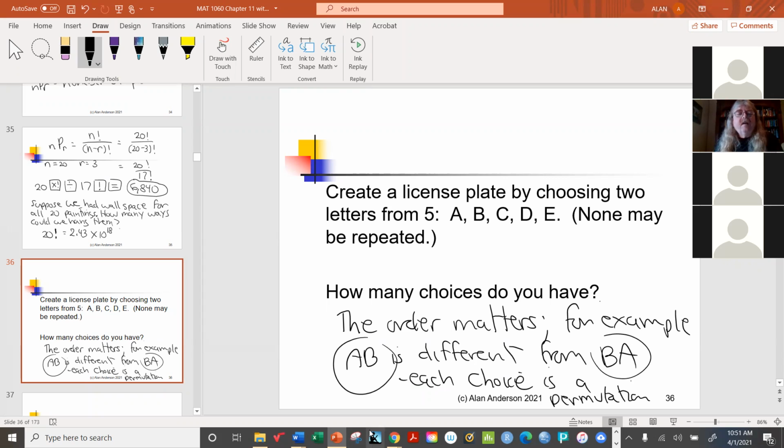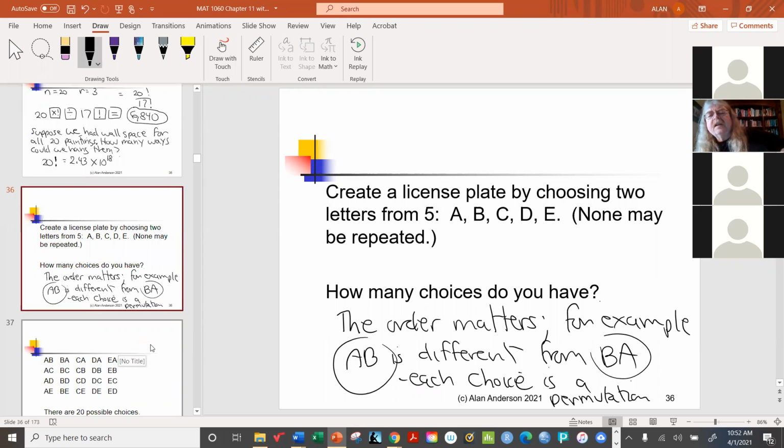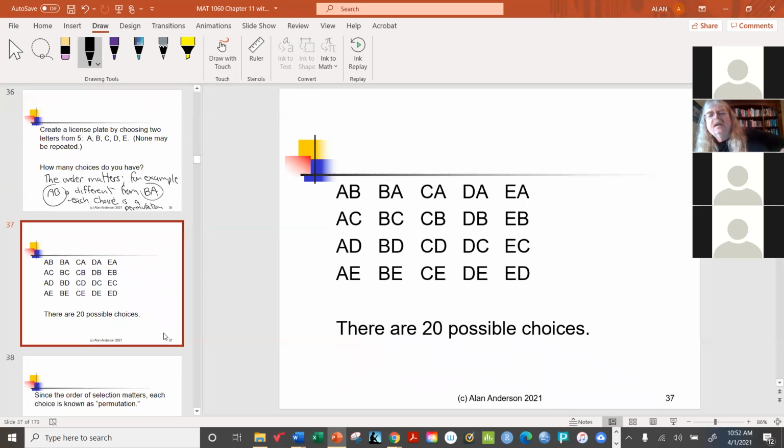So we can use our newfound formula. Yes, we can. This time, though, n equals 5 because there's 5 letters to choose from, and there's 2 to choose for our license plate. Now, what I've done here is I've written out all the possibilities for you. So we know already what the answer is. This is the hard way.